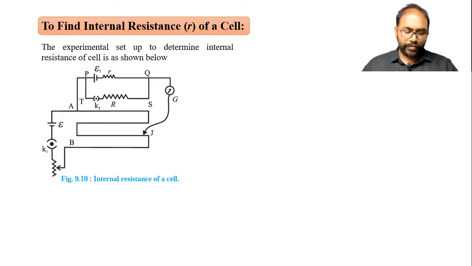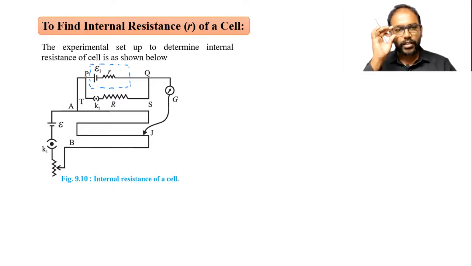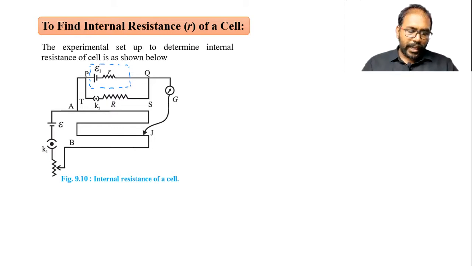Now here, this is the experimental arrangement, and this is a cell E1 whose internal resistance r we have to find out. You can see here, this is the total cell. So this small r is the internal resistance of the cell, and it is inside the cell, that you remember. K2 is a key, or we can use a tap key here. R is a resistance box.